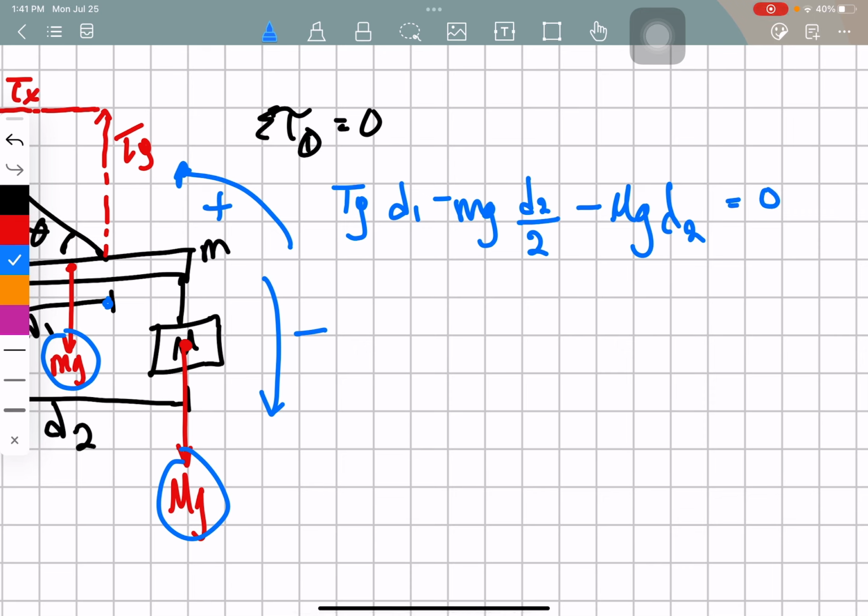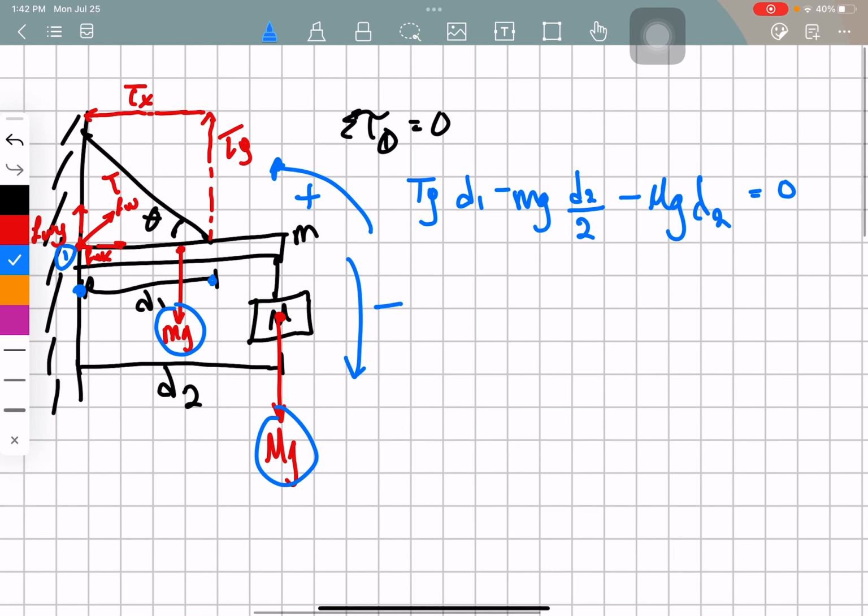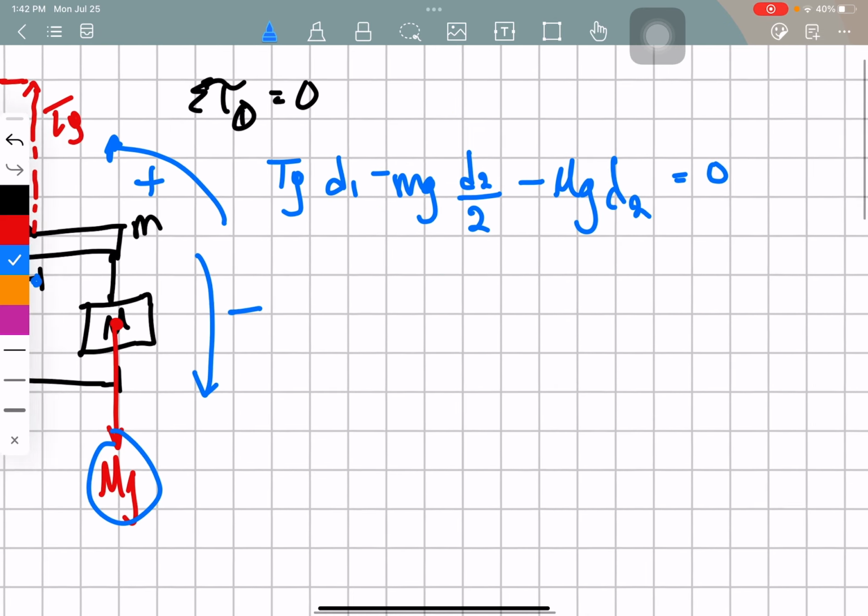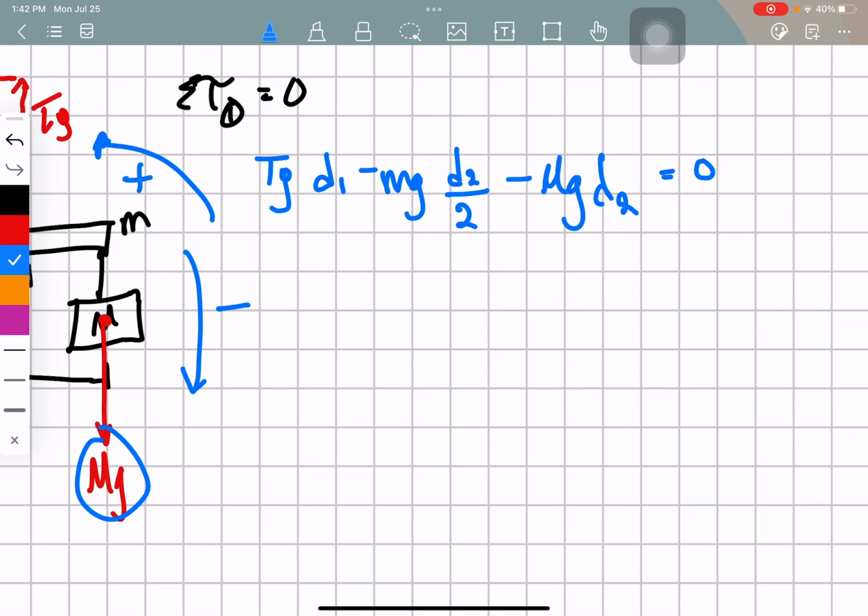Okay, so what we're trying to find here is Ty. Okay, so we have Ty, but we actually need to find the tension, because when I find the tension, then that could help me figure out the other parts. Okay, so I need to figure out the tension from this right here. So let's figure this out.